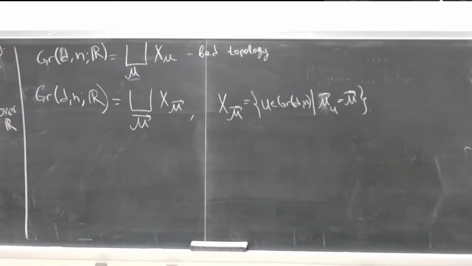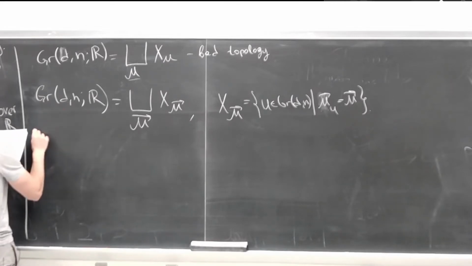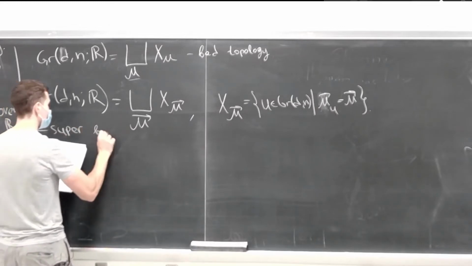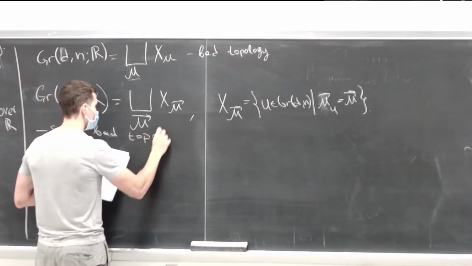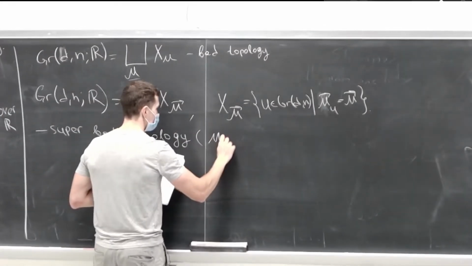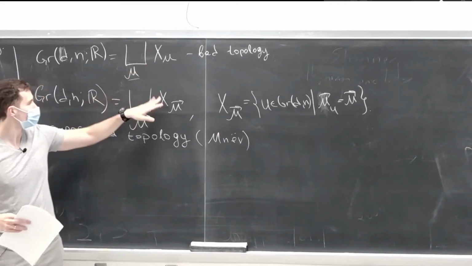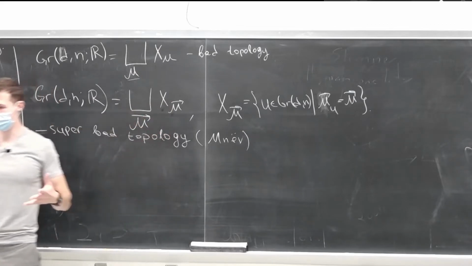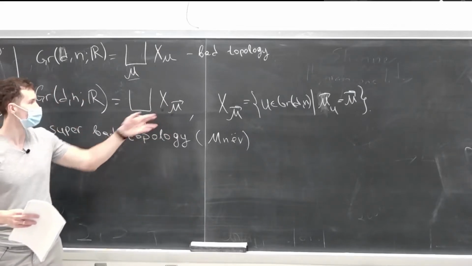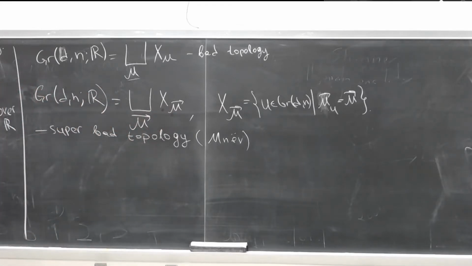So what do you think? Are these pieces going to have good topology or bad topology? Bad. Why? Still bad? That's your guess. Okay. Yeah, that's actually true. So again, super bad topology. This is due to Mnev. Previously, these could be as bad as any algebraic variety. Here you get as bad as any semi-algebraic variety, so you can get polynomial equalities as well as inequalities. Still very, very bad.